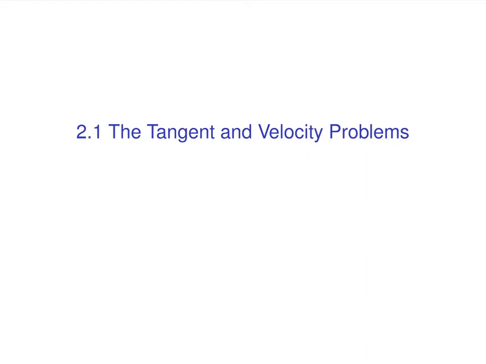So the question that we're asking is how fast is something moving at a particular instant? And it turns out that that's the same thing as a tangent line. So first question is, what is a tangent line?